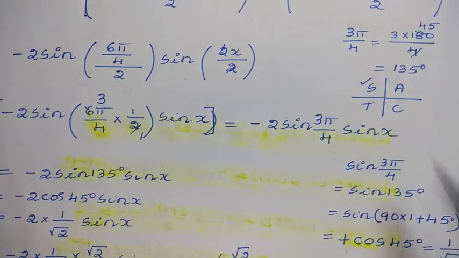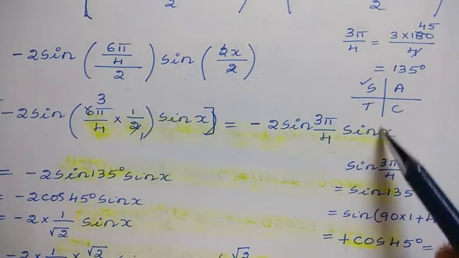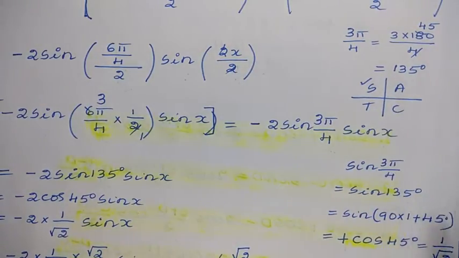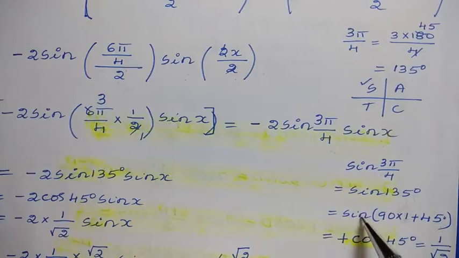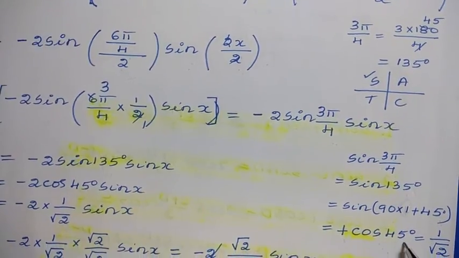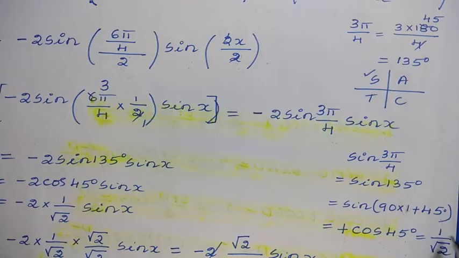See, this 90 into 1 is located on the y-axis. And not only that, here you can also check: here you have an odd number. If you have an odd number, there is a conversion, and if you have an even number, there is no conversion. So now here we have an odd number, that means sine becomes cos. So here we get cos 45 degree, and cos 45 degree is equal to 1 by square root of 2.